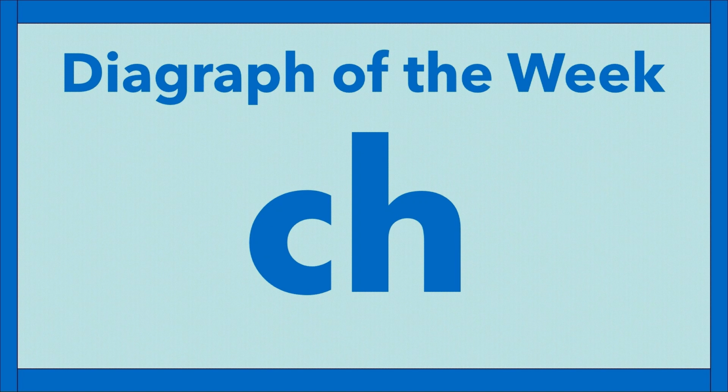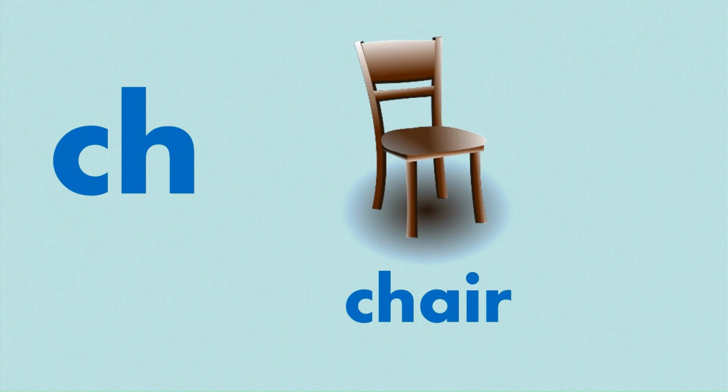We will begin learning about digraphs today. Digraphs are 2 letters that are combined to make one sound. The digraph we will learn about today is CH. CH makes the sound ch. Can you say ch? Ch. Good. CH for chair, ch, ch, ch.